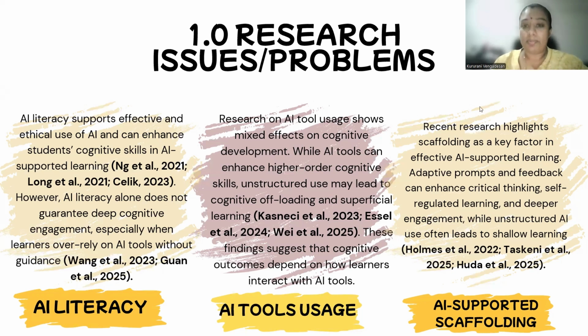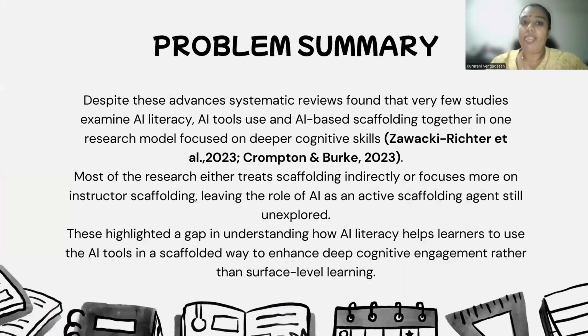So, in summary, even though we have all these advanced systematic reviews, we can see that there are very few studies that examine AI literacy, AI tool use, and AI-based scaffolding together in one research model focused on deeper cognitive skills. Most of the research either treats cognitive scaffolding indirectly, or is more focused on instructor scaffolding, while AI scaffolding as an agent is still unexplored.